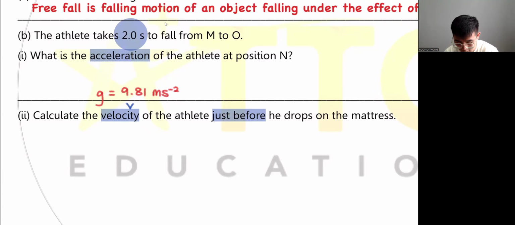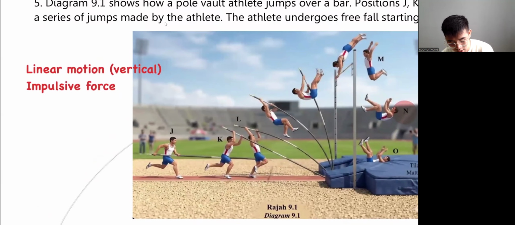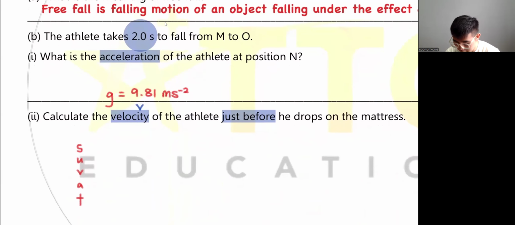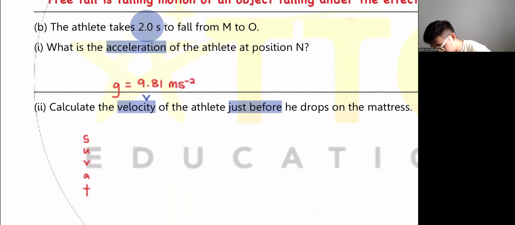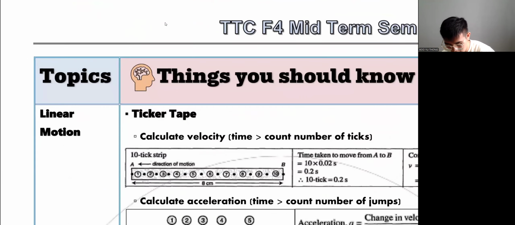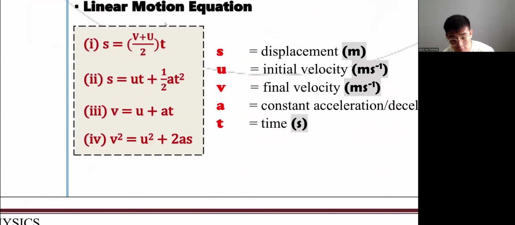And if it's the final velocity, then we just have to label, remember, we put down the SUVAT. We are doing the linear motion equation calculations. That's why I told you just now, this question is related to linear motion. You can go to page number 1, the first page. There you should see the 4 linear motion equations. Let me go there and show you. Page number 1, these 4 formulas.